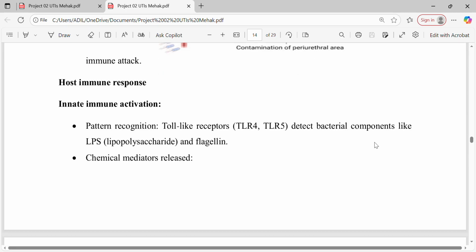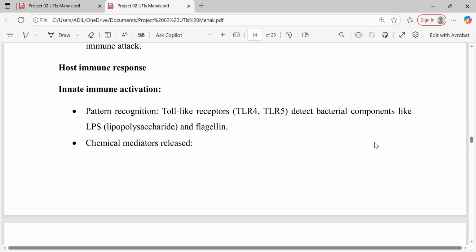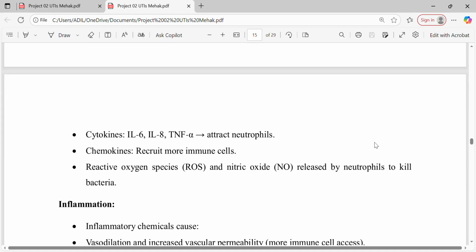Host immune response. Innate immune activation, pattern recognition. Toll-like receptors detect bacterial components like LPS, lipopolysaccharide, and flagellin. Chemical mediators released. Cytokines attract neutrophils, chemokines recruit more immune cells, and reactive oxygen species and nitric oxide released by neutrophils can kill bacteria.